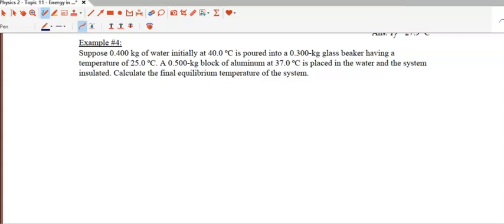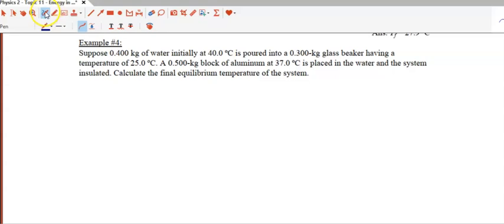All right, example 4 is just a little bit more complicated than number 3, because in number 3 we solved a problem where we neglected to count the container that holds the water, right? We maybe assumed it was styrofoam and there was barely any heat coming out of it. So in this question, we're now going to consider that we have a glass beaker, we have water, and we have aluminum. So we actually have now 3 heat transfers that occur, right?